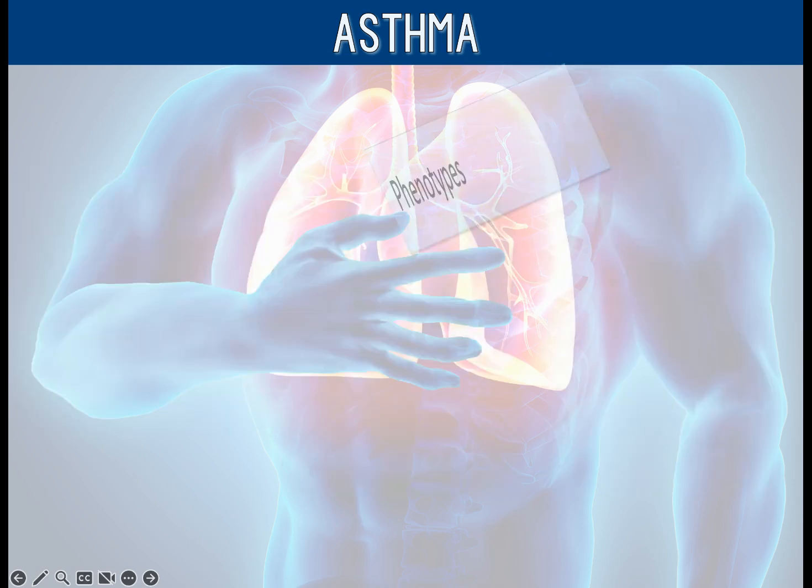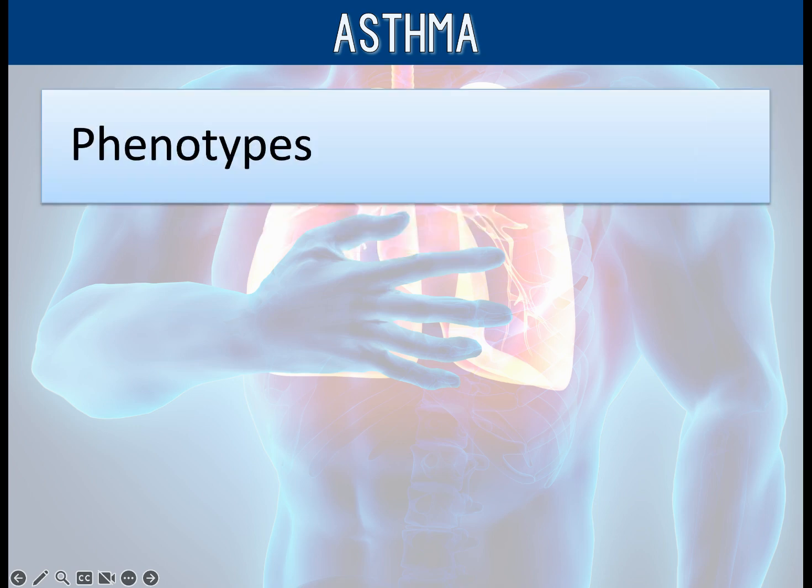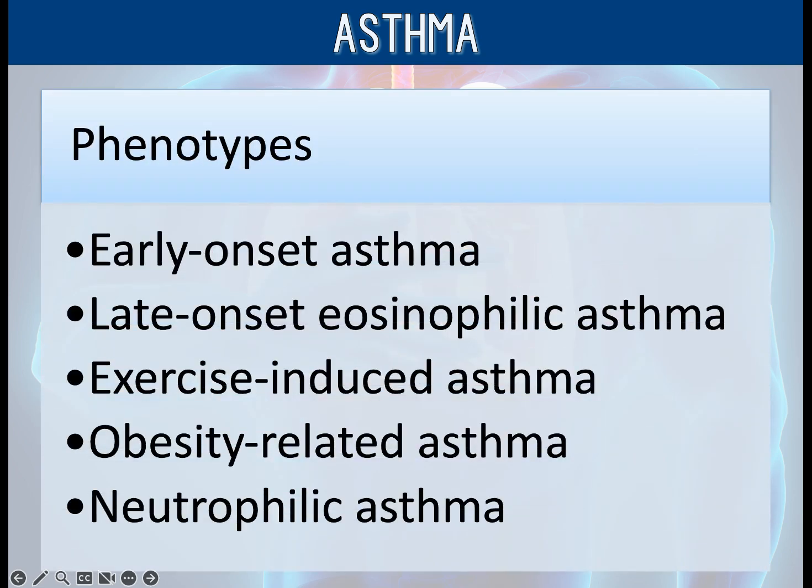There are 5 phenotypes of asthma, and these are early onset asthma. It could be a late onset eosinophilic asthma. It could be exercise induced. It could also be obesity related. And there's what they call the neutrophilic asthma because it's some kind of response to something. And so the immune system responds to something that the airways encounter, and so the neutrophils are released into the system. It's neutrophilic asthma.